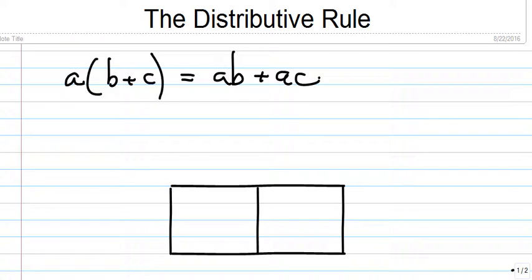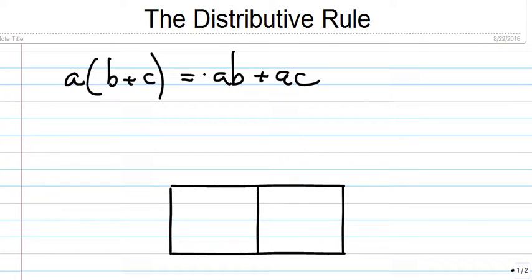Let me explain. This formula is important because on the left-hand side, the main operation is multiplication, whereas on the right-hand side, the main operation is addition. So whichever expression you start with, the distributive rule changes it in a really big way.